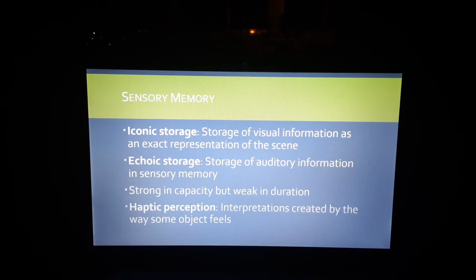Okay, sensory memory, we're going to go through. Storage of visual information is an exact representation of the scene. So again, it's some sort of specific thing. Echoic storage of auditory information in sensory memory. So you remember hearing something. So we might have a lot of ability, but we don't necessarily remember it for very long. And then haptic perception, interpretations created by the way an object feels. Like a certain piece of clothing or something like that.